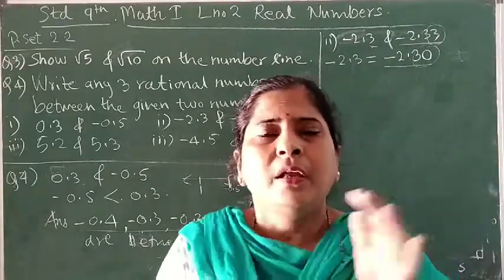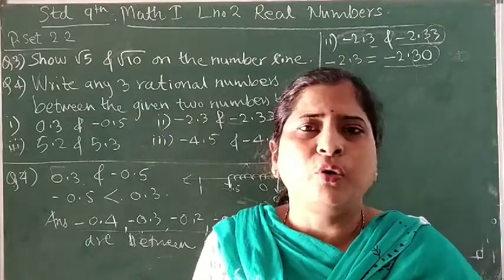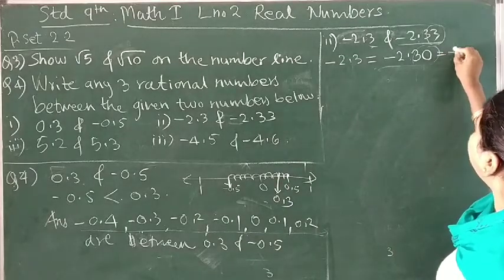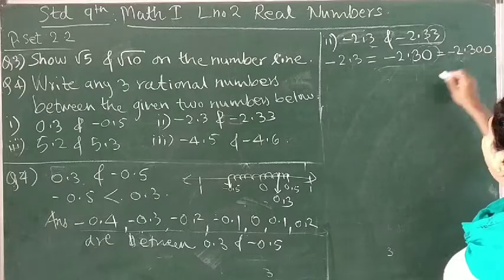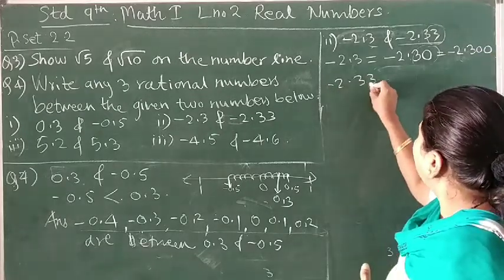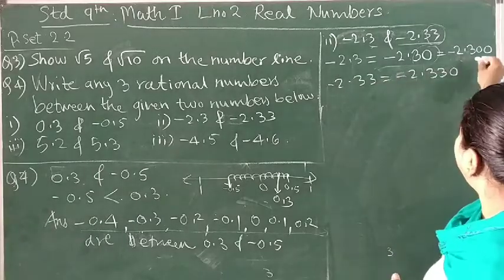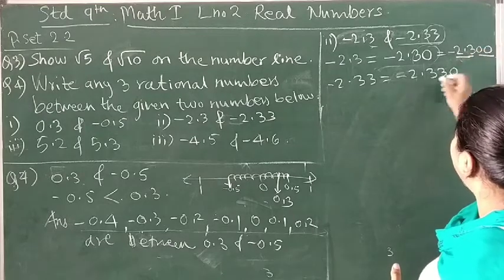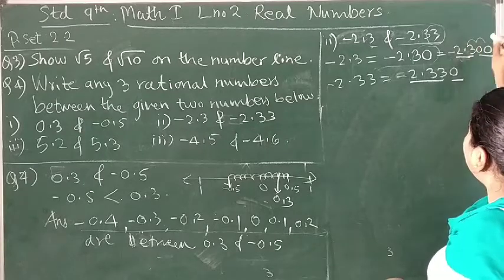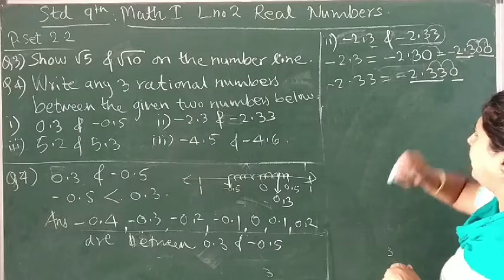Minus 2.31, minus 2.32. But we want 3 rational numbers. So we don't have this. So what we can do? We can put one more 0. So we will take minus 2.300. We can add as many zeros as we want. And minus 2.33, we can write it as minus 2.330. So here we have added 2 zeros after the original, and here we are adding 1 zero. In all, we have 3 digits after the decimal, 1, 2 and 3. Here also 1, 2 and 3 digits.